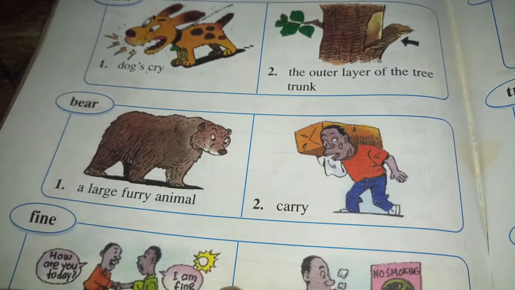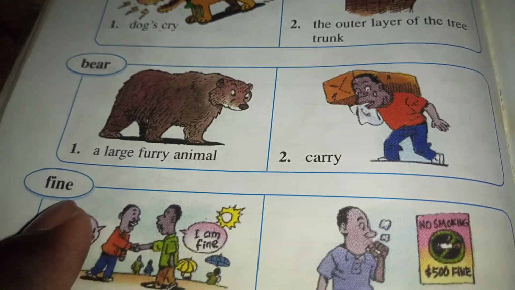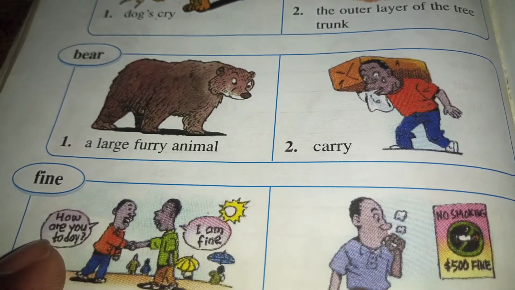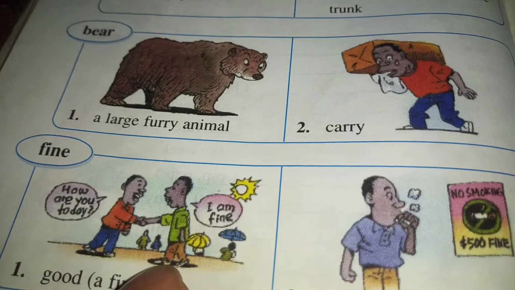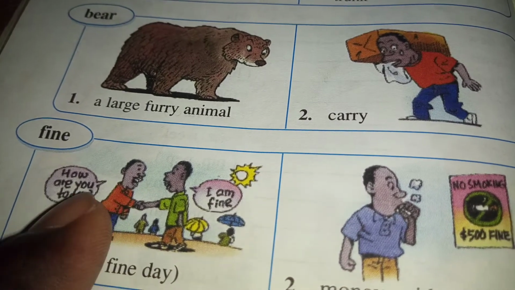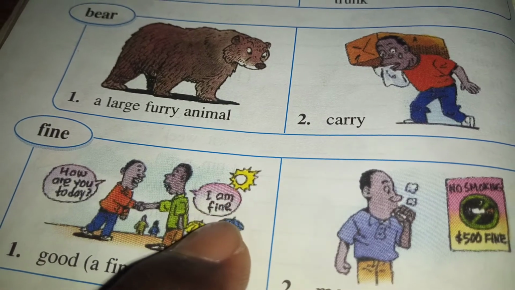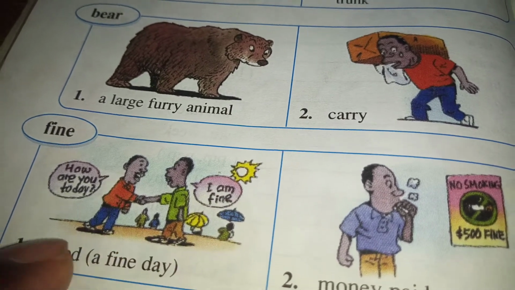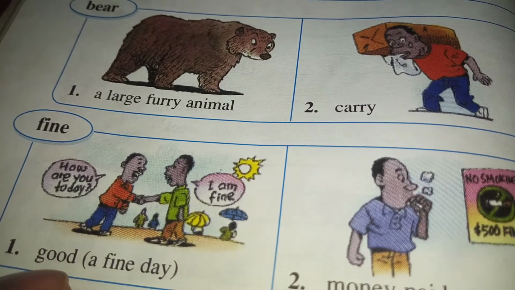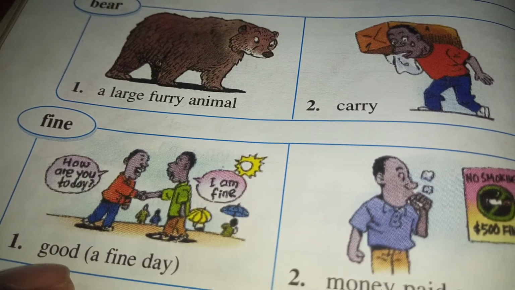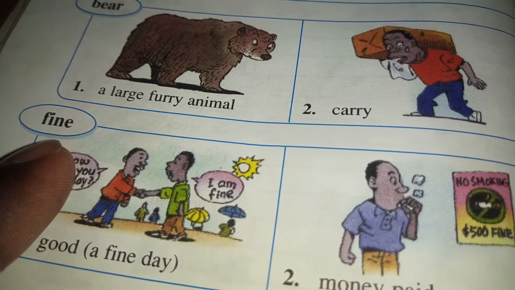Now the next word is fine. Fine, like how are you? You respond, I am fine. If you look at the picture here, you can see two people shaking hands, and one is saying, how are you today? And the other is responding, I am fine. So fine means good. How are you? I am doing good. I am doing well. I am doing wonderful. That is the meaning of the first fine.